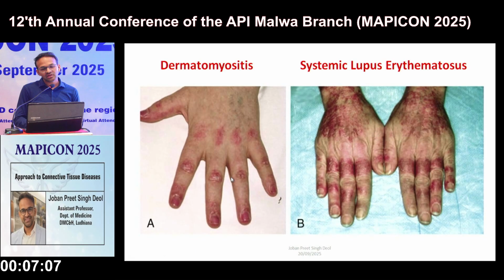Now if you look at both the images, they look very similar, but what is important is that in dermatomyositis, this erythema is located over the joints. It is over the knuckles, over the PIP joints, over the DIP joints. Vis-a-vis in systemic lupus erythematosus, it is in the interphalangeal area. It is sparing the joints. It is not over the knuckles, it is not over the PIP joints, it is not over the DIP joints. So this is the difference between the rash in dermatomyositis and SLE.